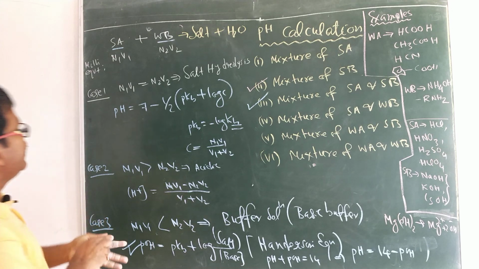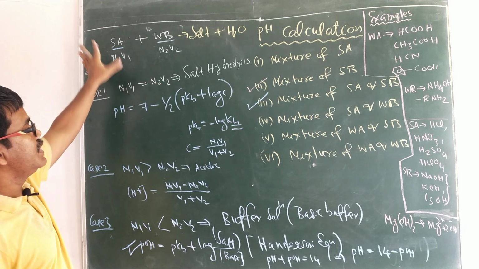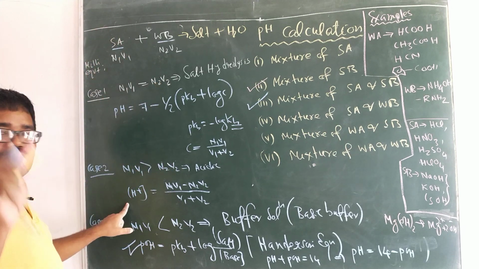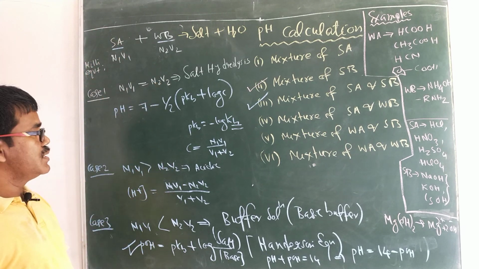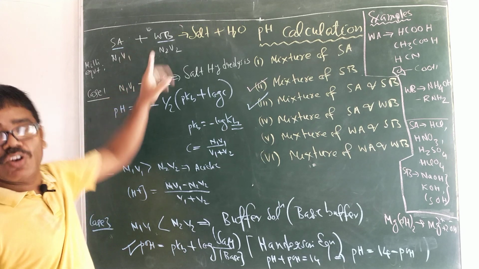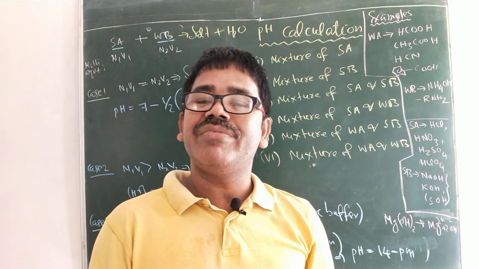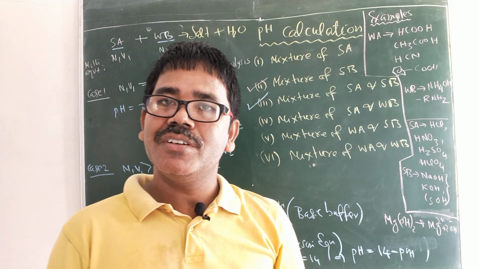But if the milliequivalent of the strong part is greater than the milliequivalent of the weak base, it is simple. The resulting solution will be acidic. The H plus concentration will be (N1V1 minus N2V2) by (V1 plus V2). Third case: when the milliequivalent of the weak part is higher than the strong part, it forms a buffer solution. What is a buffer solution?